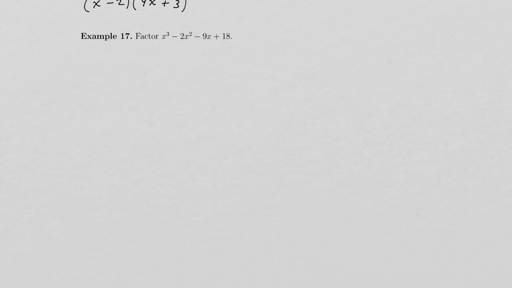But sometimes, and for this class, if you're given an expression that has 4 terms like this, just try factoring by grouping, because it may work. It may be successful. The examples that we give you, if we give you 4 terms, it probably will be factorable if you use factoring by grouping. So let's try factoring by grouping here.